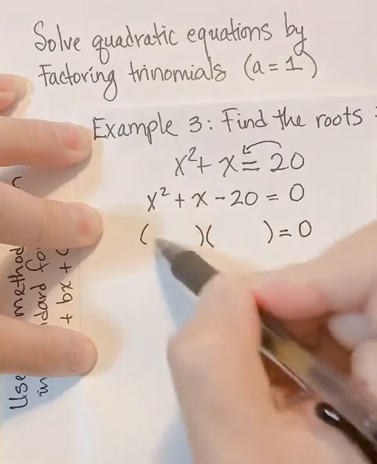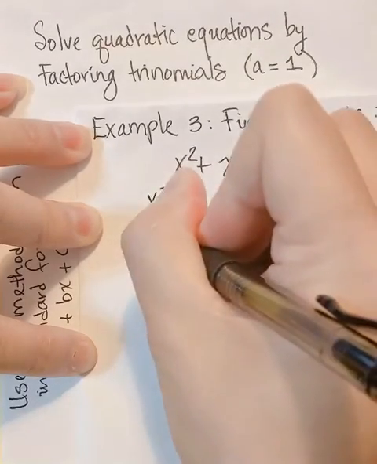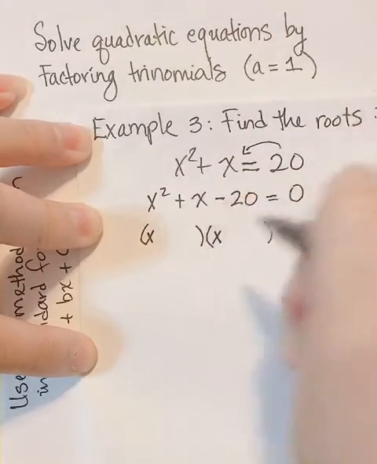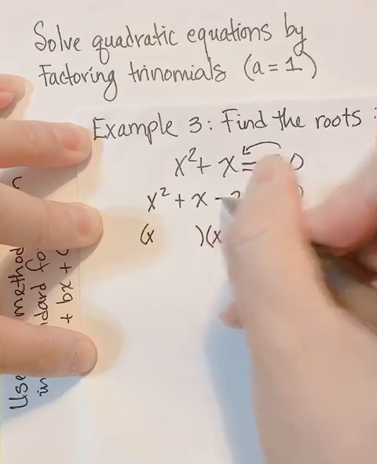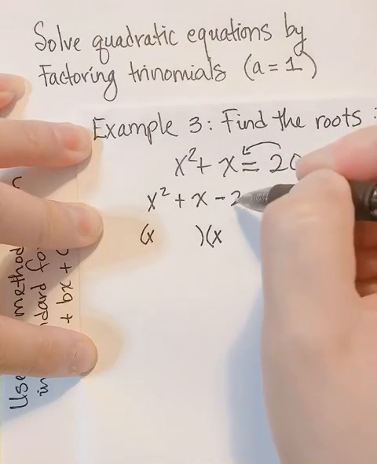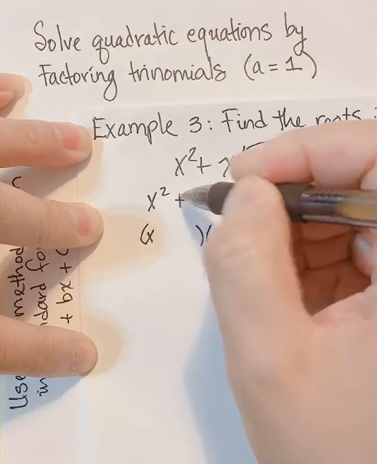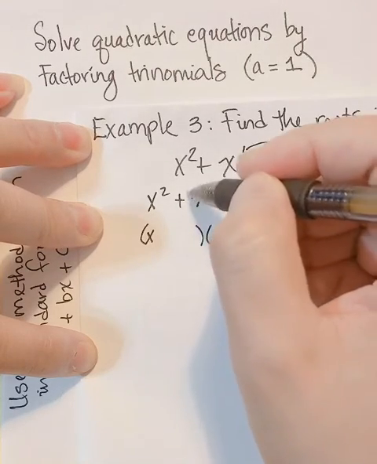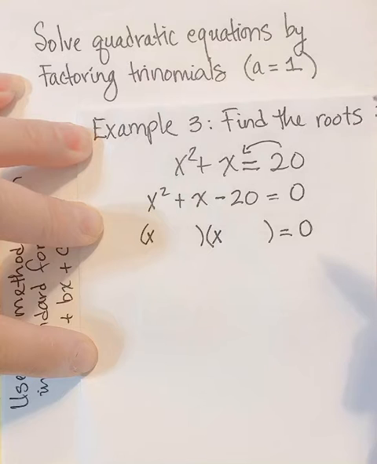Well, the first two things that multiply to give you x squared will always be x and x. And then you have to think, what two numbers multiply to give me 20, however, add to give me a 1x, right? So if you think 20 could be multiplied by a 2 and a 10, but 2 and 10 won't make a 1. 20 could also be multiplied by a 1 and a 20, but 1 and 20, if you add them together, won't give you a 1.